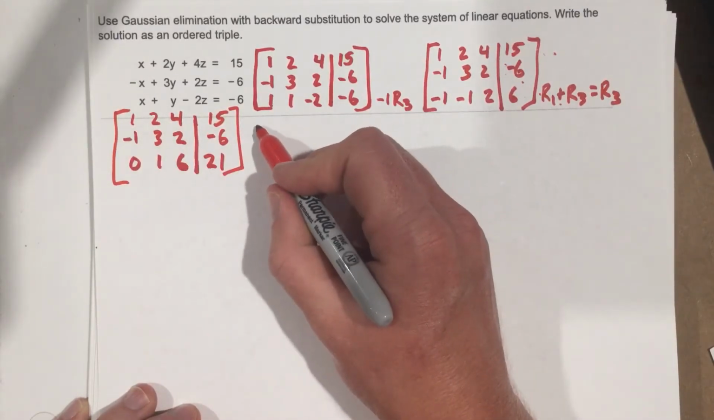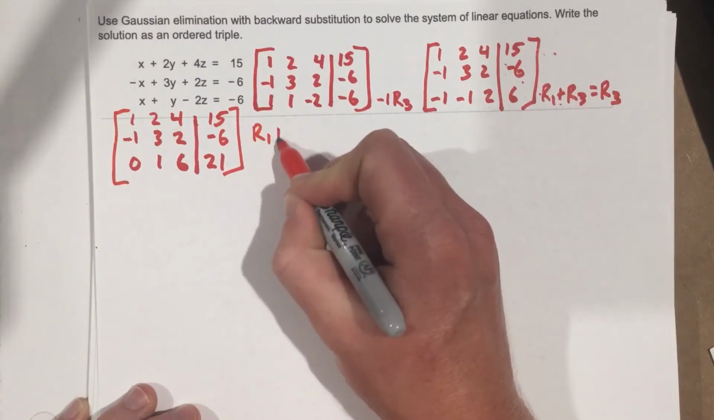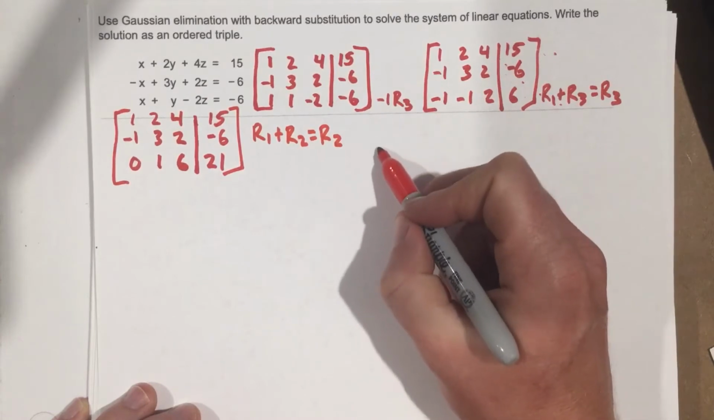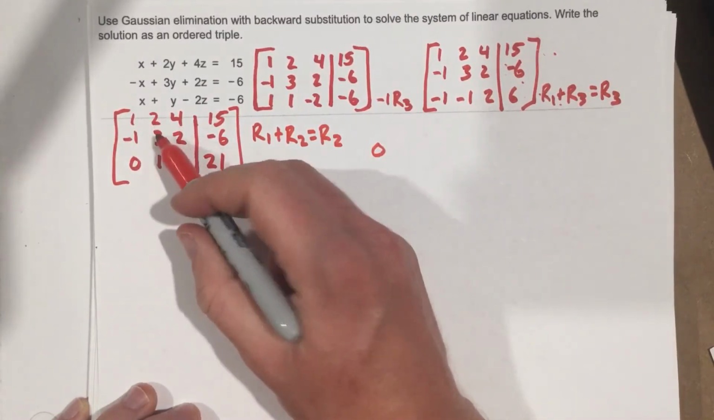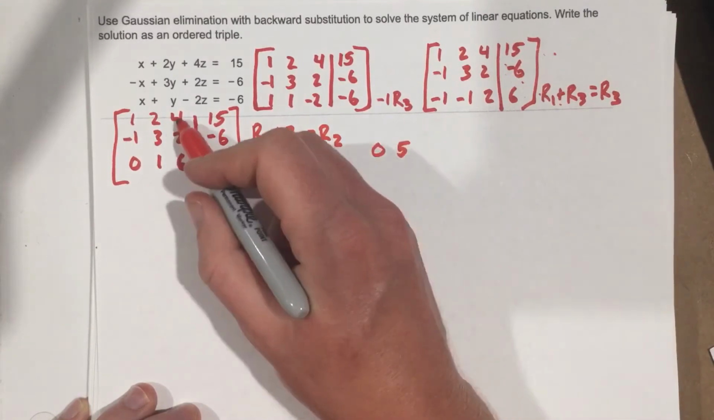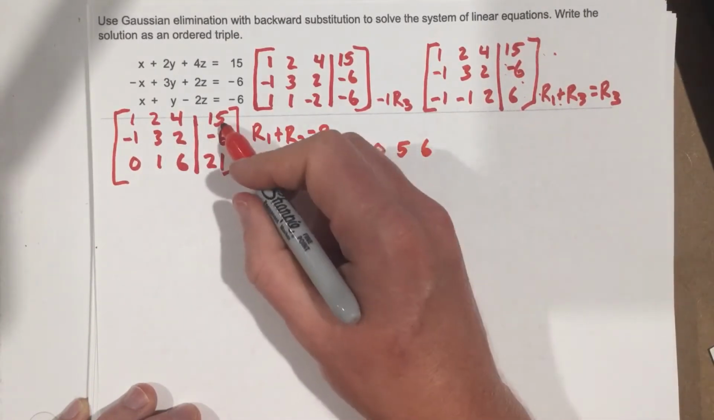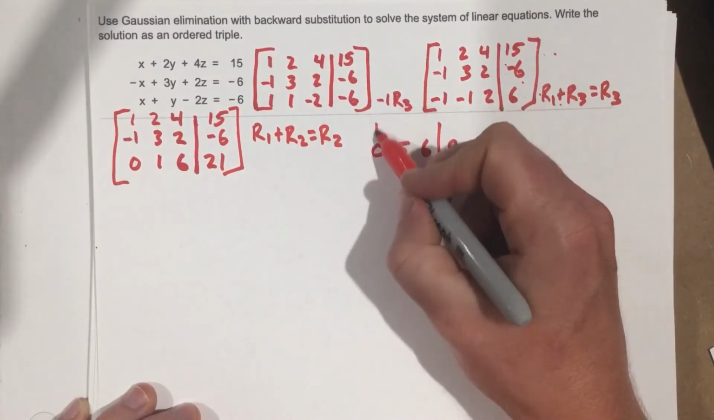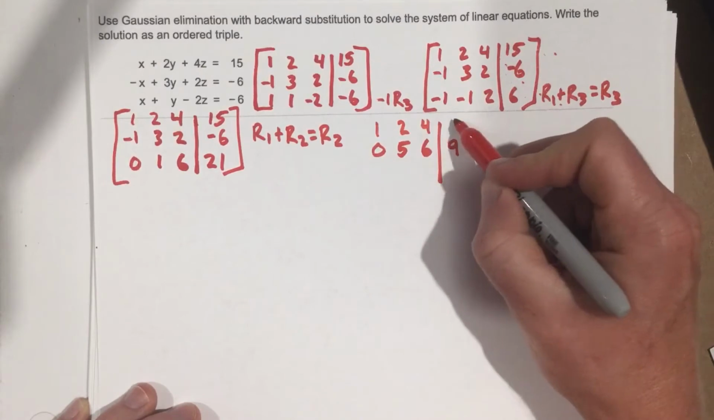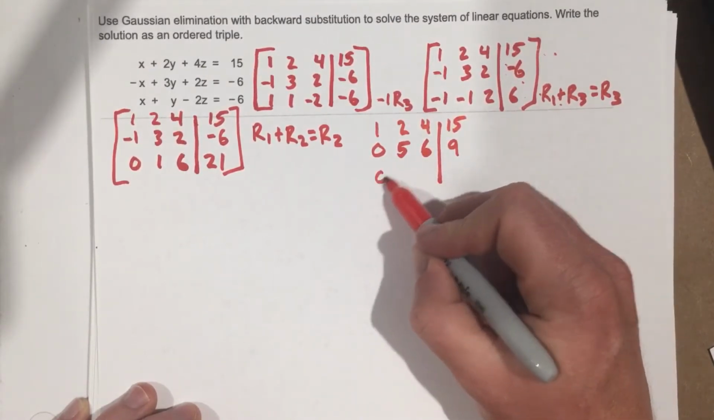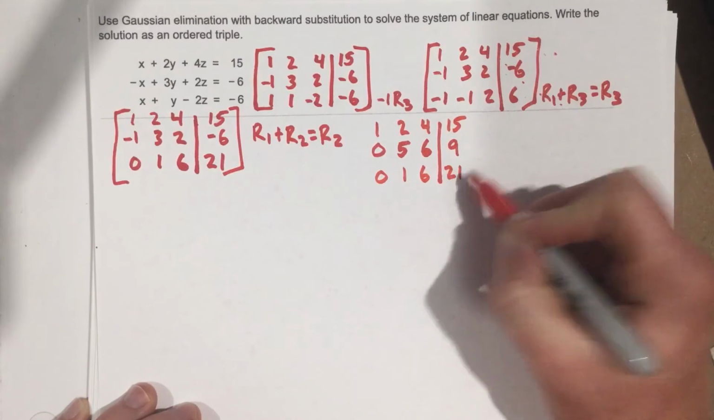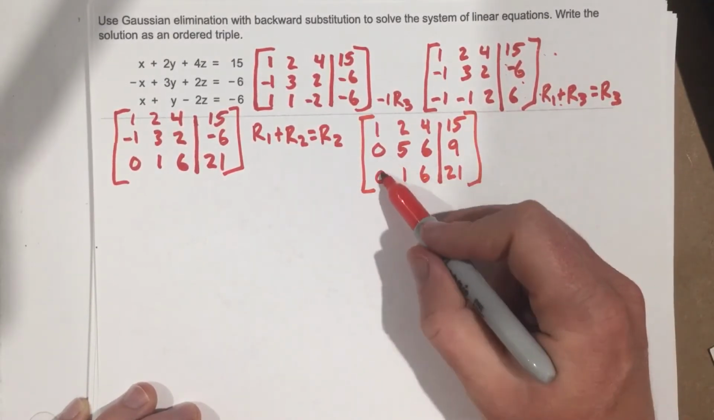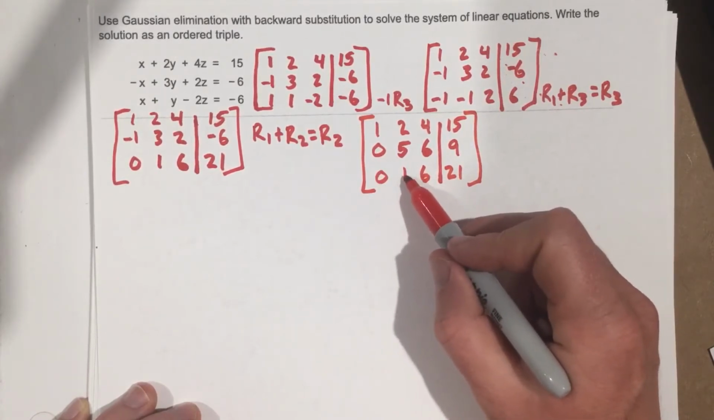So we're going to take row 1 and add it with row 2, and that's going to equal row 2. When we do that, we get 0, 2 and 3 is 5, 4 and 2 is 6, 15 -6 is 9. And so on top we still have 1, 2, 4, 15. The bottom we've got 0, 1, 6, 21. So now we've got these 2 zeros. We just need this one to be 0 as well.